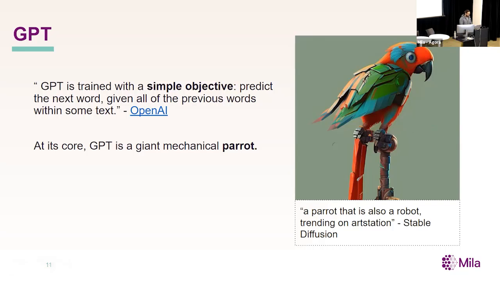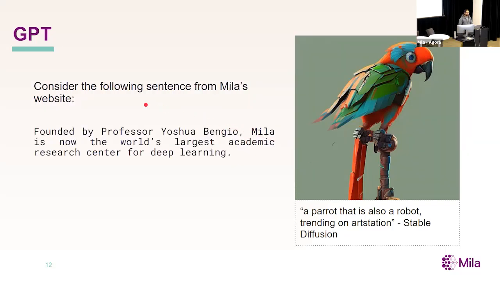So let's take a bit of an example. If you go on Mila's website, it's a public website. Anyone has access to this information. And one of the sentences on Mila's website is, founded by Professor Yoshua Bengio, Mila is now the world's largest academic research center for deep learning. So everyone who has access to the internet has access to this sentence.